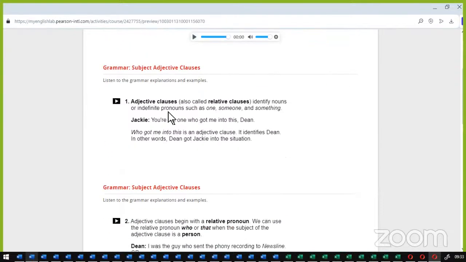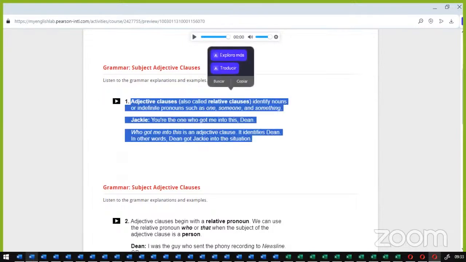Can you please read? Sure, teacher. 1. Adjective clauses, also called relative clauses, identify nouns or indefinite pronouns such as one, someone, and something. Jackie, you're the one who got me into this, Dean. Who got me into this is an adjective clause. It identifies Dean. In other words, Dean got Jackie into the situation.